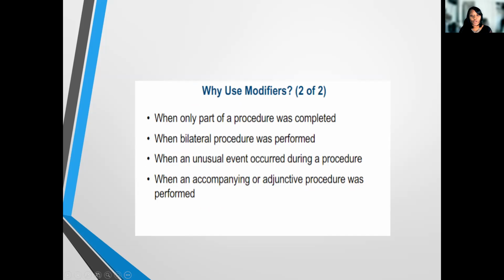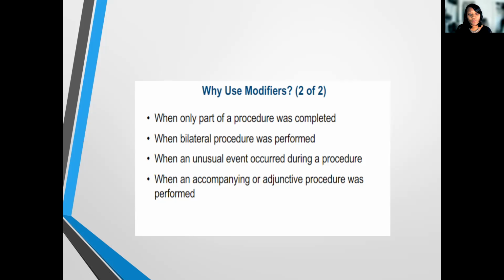Another time you're going to use it is when only part of the procedure was completed. For some reason, maybe they were not able to complete that procedure. We're letting the insurance company know that we weren't able to finish it, but we're still eligible for part of the payment. Another one is when you have a bilateral procedure, meaning that the procedure was done, let's say, on the right arm and the left arm. That will be considered a bilateral procedure, so you'll put that modifier on there to let the insurance company know.